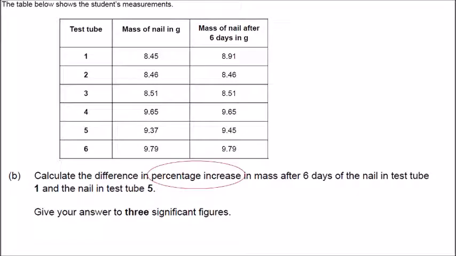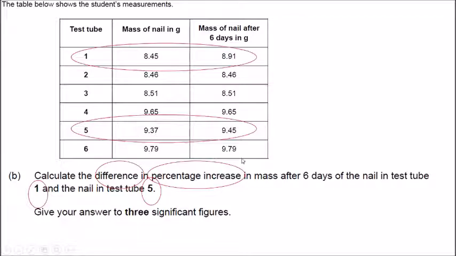So let's think about it. Ultimately, it's a percentage increase question. All right, but it's not only that. It's not just calculate the percentage increase of something. It's calculate the difference in percentage increase. And then pupils need to find test tube 1 and test tube 5 on this table. So their attention's being split between the words and the table.